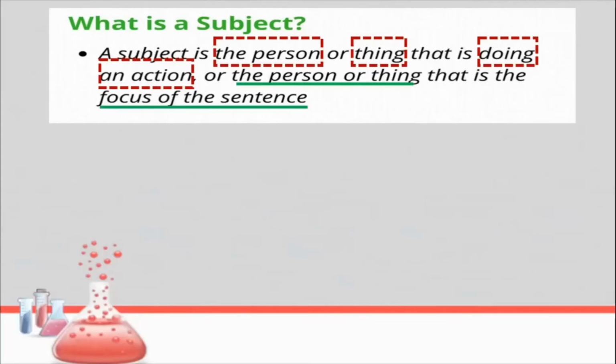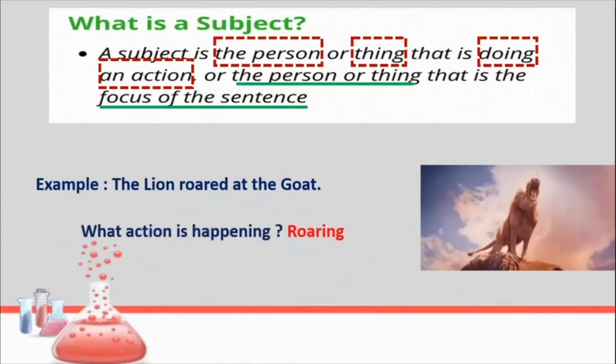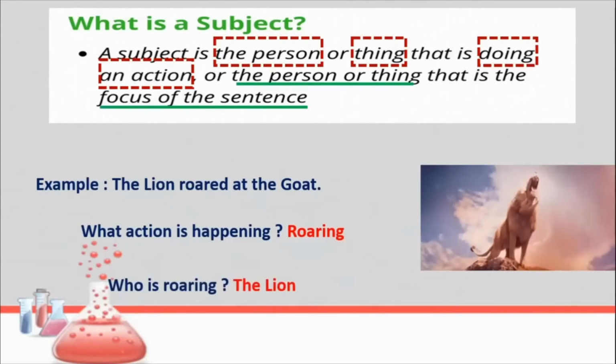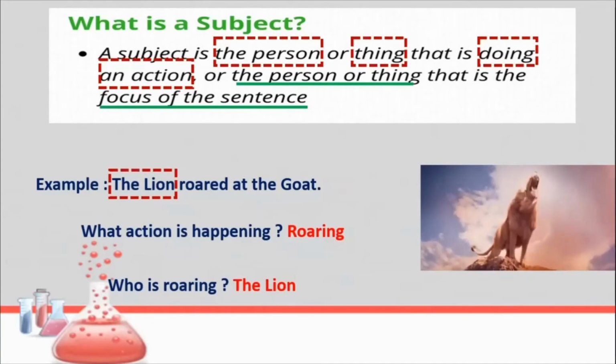Okay? Now, like I said, definitions could sometimes be confusing. Examples are understood more easily. So let us take an example here. The lion roared at the goat. So what is happening here in the sentence? The lion roared at the goat. What is the action which is happening? It is the roaring of the lion. So roared is the action here, isn't it? And who is roaring? Who is the person who is doing this action? It is the lion. Therefore, the lion is the subject in this particular sentence.